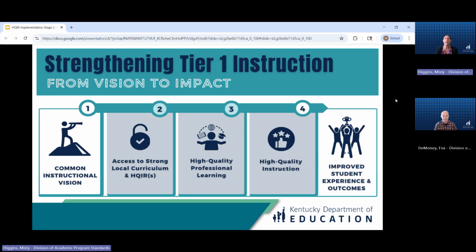And we often talk about how the gray boxes in the middle are the bridge work that moves us from that vision to impact. So today, we're going to be digging into aspects of key element 2 and how we can ensure true access to the HQIR, and key element 3, providing that high quality professional learning, and how those together will support educators in maximizing the impact of the HQIR on classroom instruction.